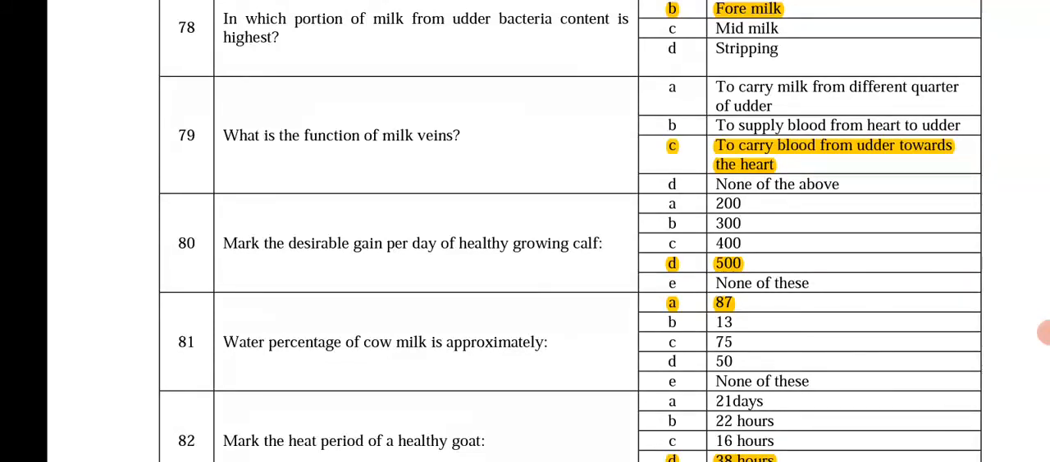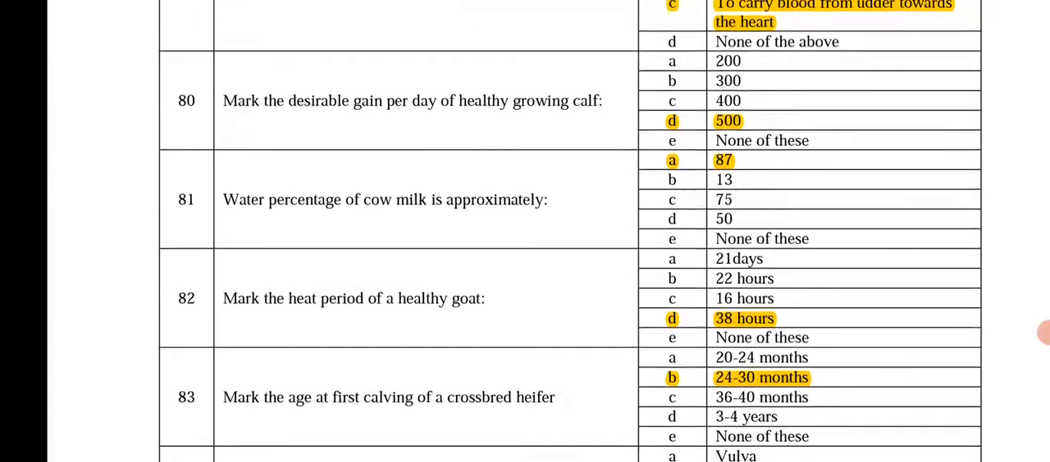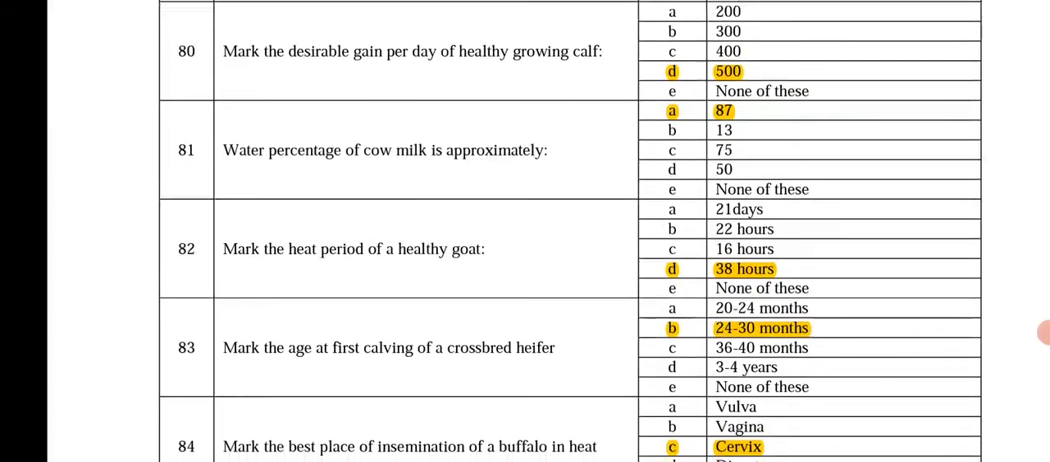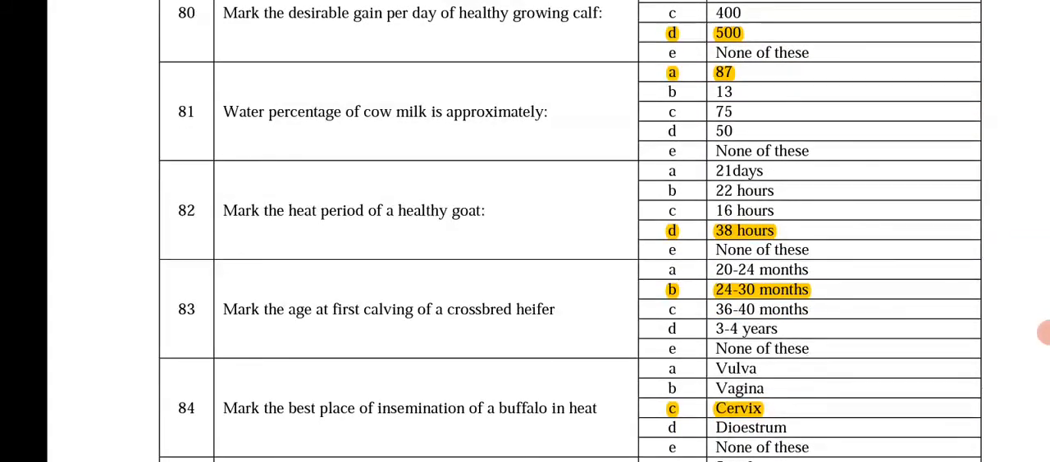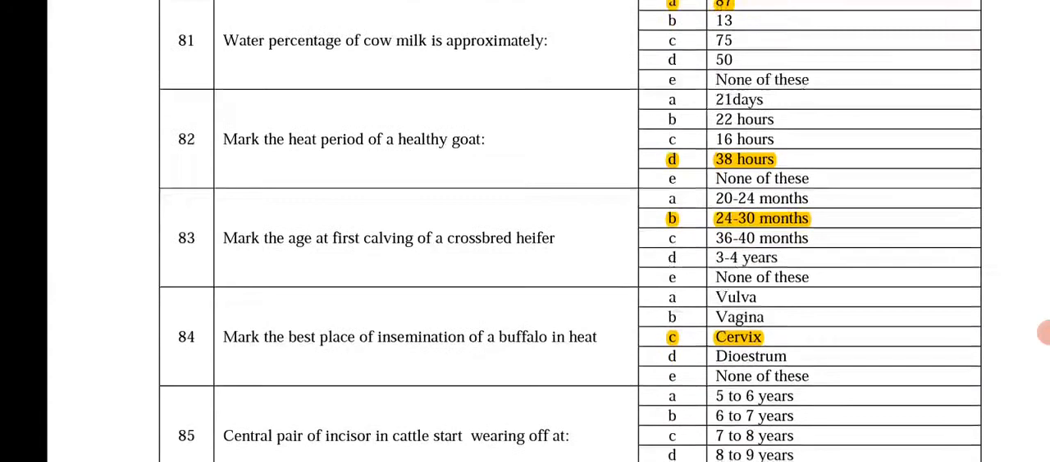Mark the desirable gain per day of a healthy growing calf. 500 gram. Water percentage of cow milk is approximately 87%. Mark the heat period of a healthy goat. 38 hours is the heat period of goat.